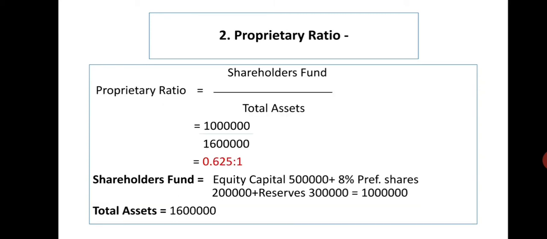Proprietary ratio. So what is the formula? Shareholders fund divided by total assets. So shareholders fund, already I have told you how much it is, 10 lakh. And the total assets means current assets as well as fixed assets. So it is 16 lakh. So 10 lakh divided by 16 lakh, it comes to 0.625:1. It means that if the total assets are rupees 1, then the shareholders fund constitutes 0.625 of it.